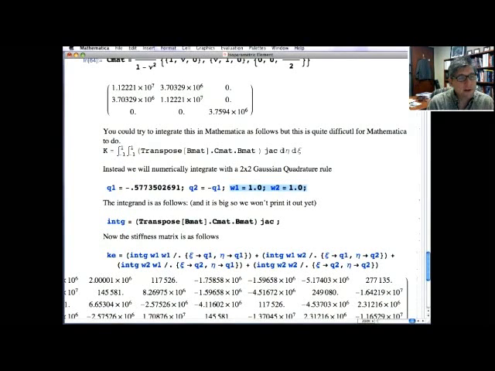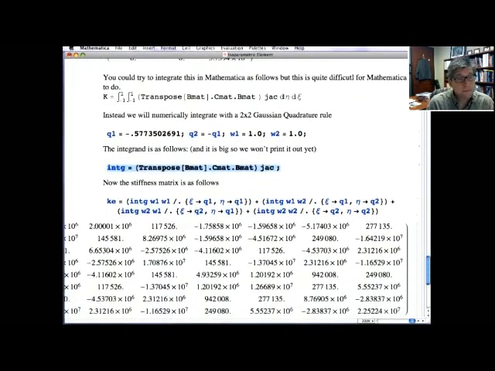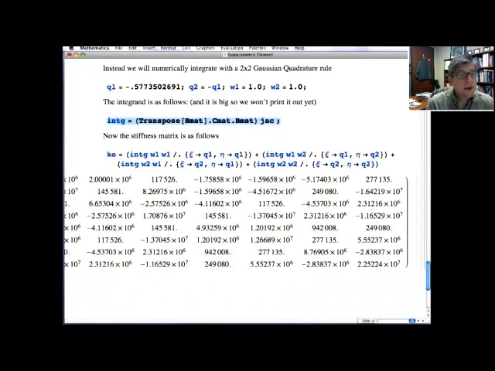So the function that we're going to integrate, the integrand, is the transpose of B times C times B times the determinant of the Jacobian. So this is the f of psi, eta, so to speak, for the quadrature rule. And here we go. Now you can evaluate the system matrix, the stiffness matrix, excuse me.